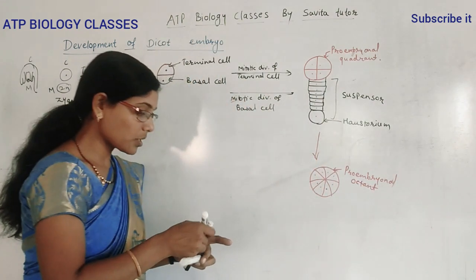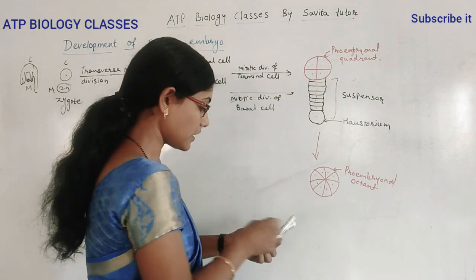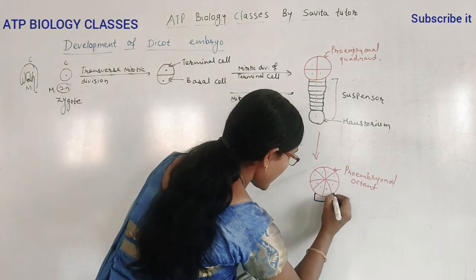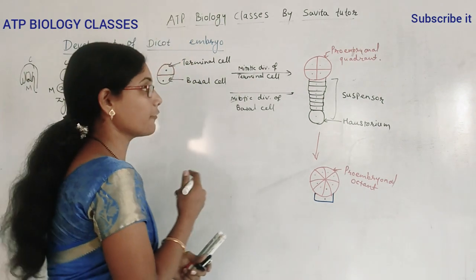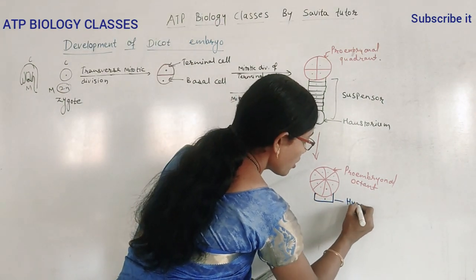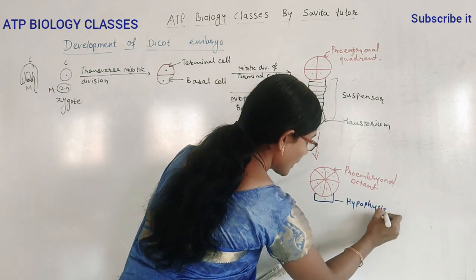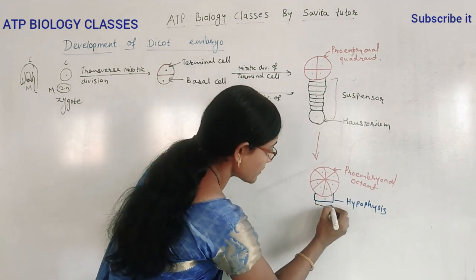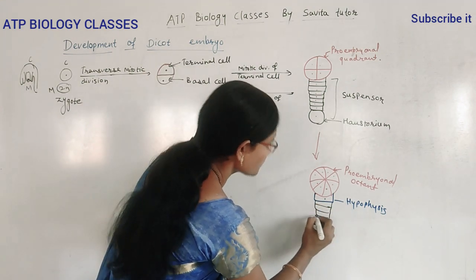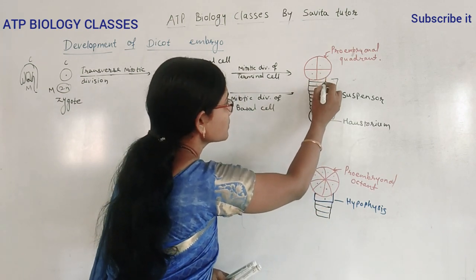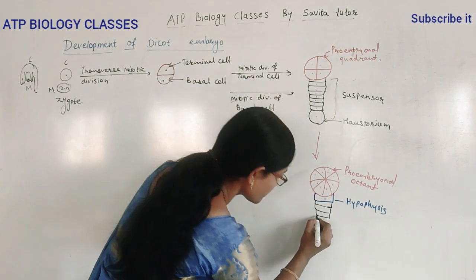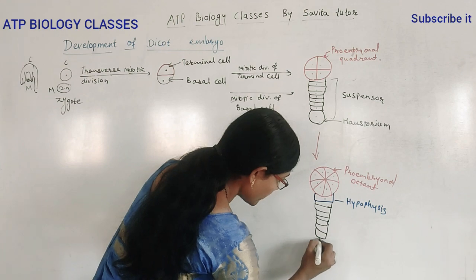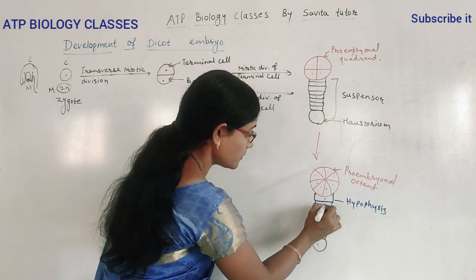Right. Now what happens with this suspensor? The first cell of the suspensor enlarges in size and a special name is given to that, the hypophysis. Right. And the other parts remain the same. Suspensor's other cells remain as they are. One, two, three, 4, 5, 6, 7, and this one haustorium, the last cell.